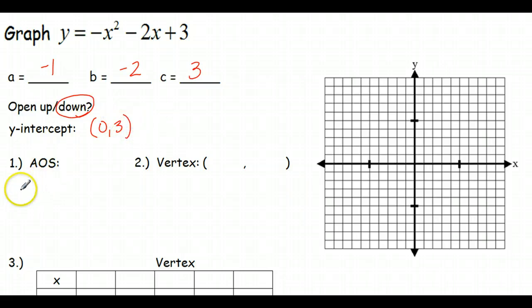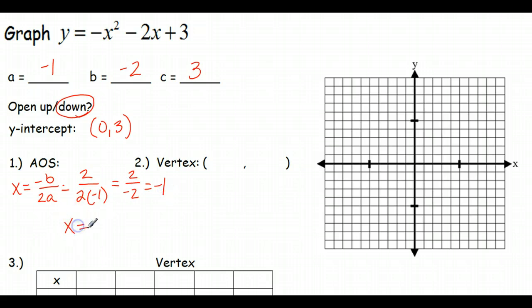To find our axis of symmetry, we're going to use the formula x equals the opposite of B over 2 times A. The opposite of B in this case is positive 2 over 2 times negative 1. We're going to get 2 divided by negative 2, which is negative 1. So our axis of symmetry is x equals negative 1.